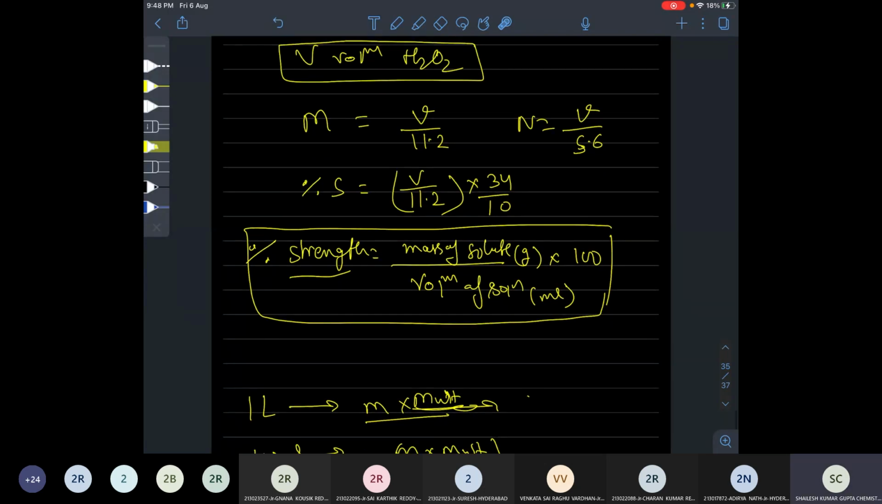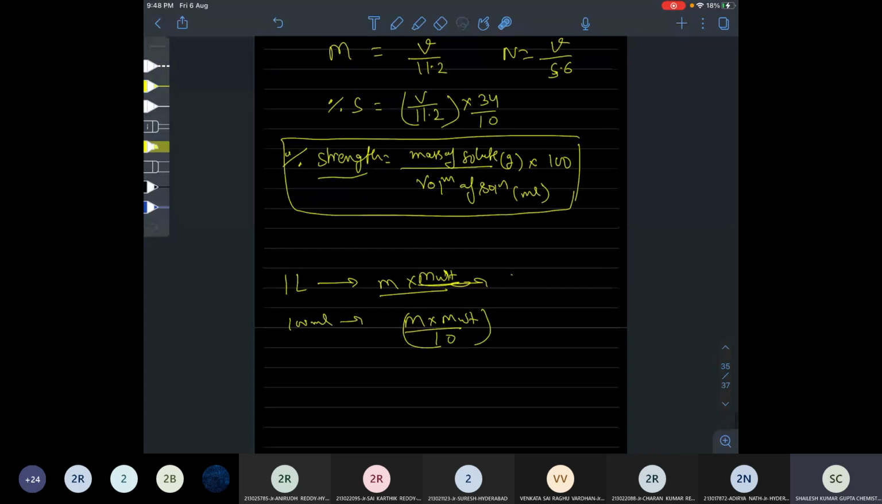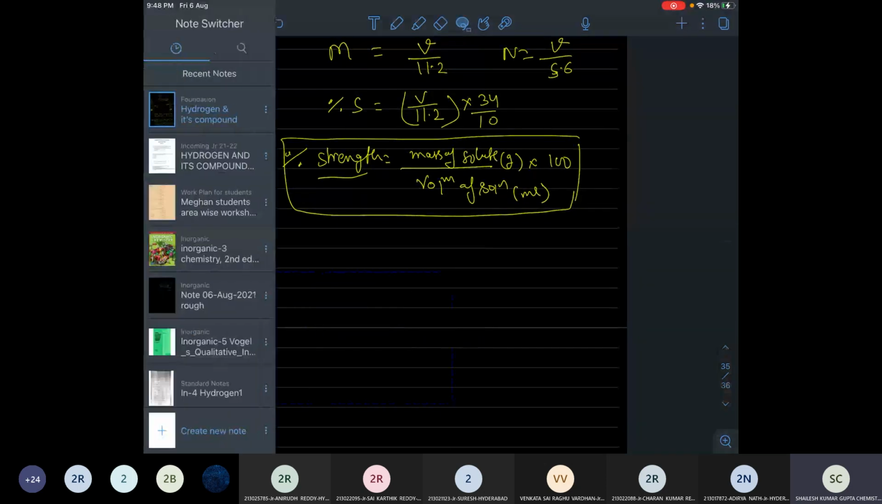So what is percentage strength? This I have explained here: the mass of solute in gram, over the volume of the solution in ml, into 100. So if you derive it, you will get this. Either you use it in this way or whichever way you want to use it. So this is it about this problem.